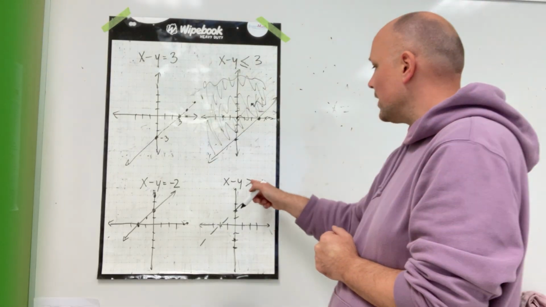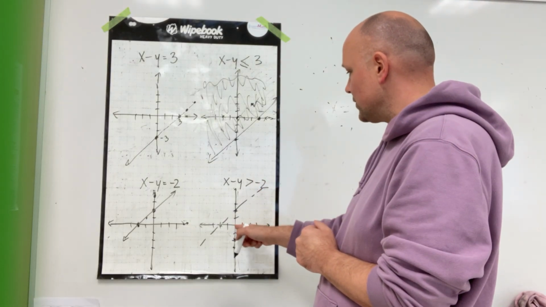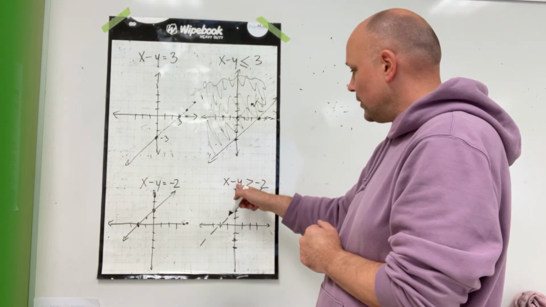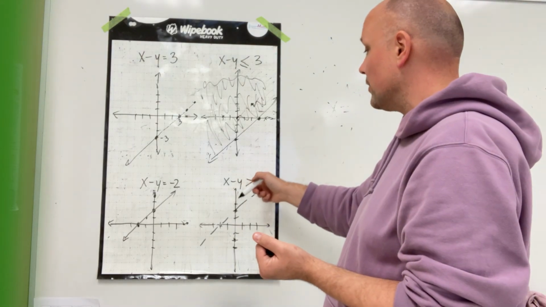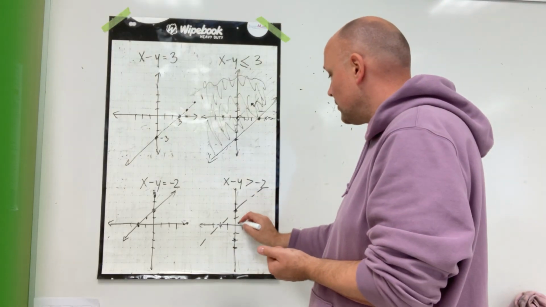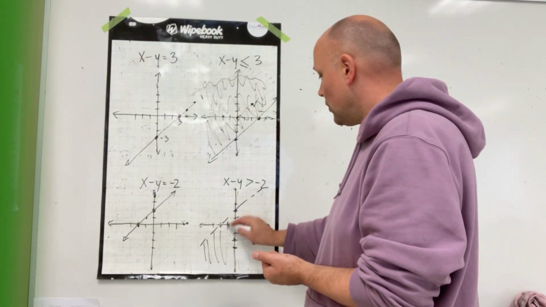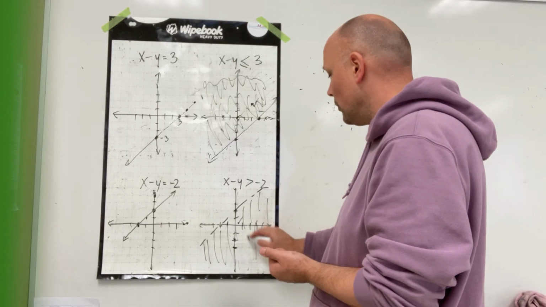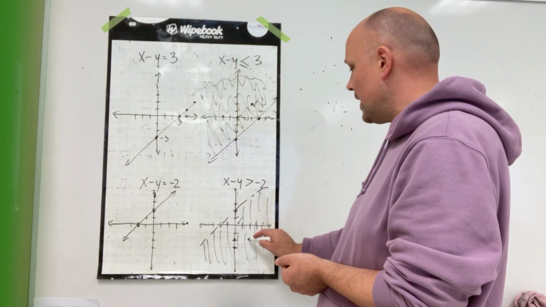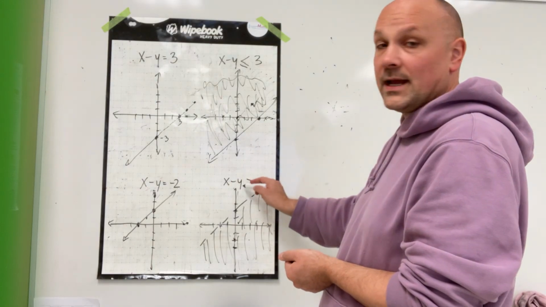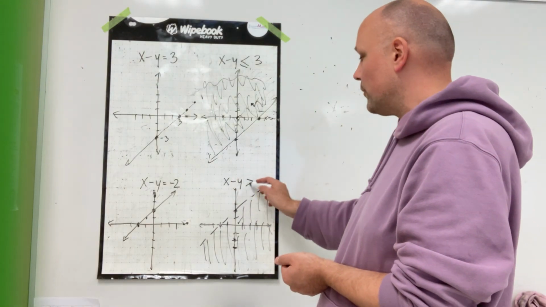And then if I want it to be greater than negative 2, well, I'll check 0, 0. 0 minus 0 is 0. And 0 is greater than negative 2. It is. So 0, 0 should be shaded in. So all of these points will work. You can check. 2, negative 2. 2 take away negative 2 is 2 plus 2, which is 4. 4 is greater than negative 2.